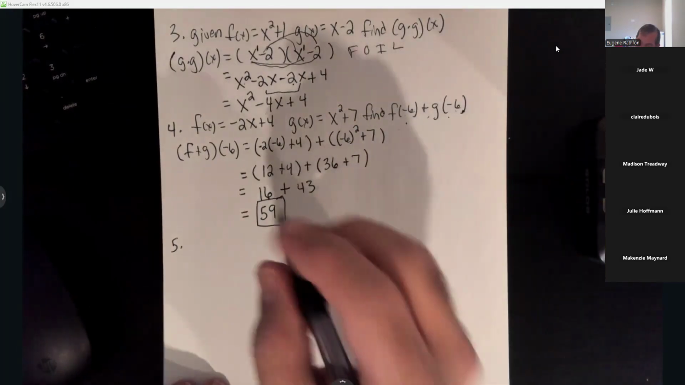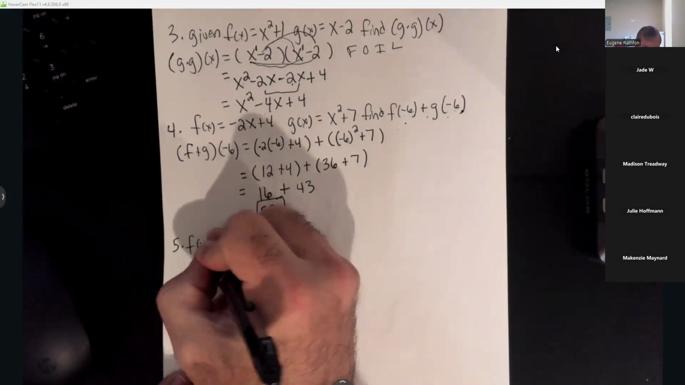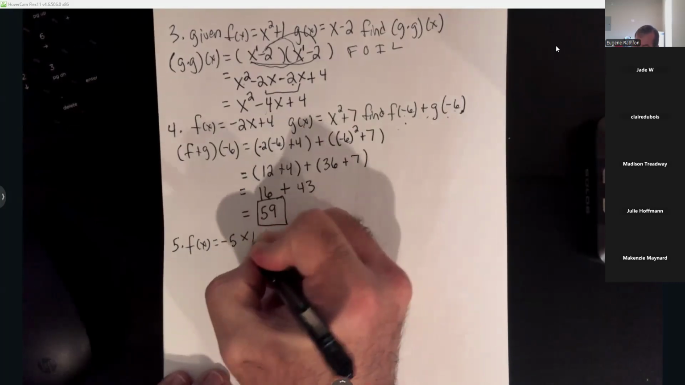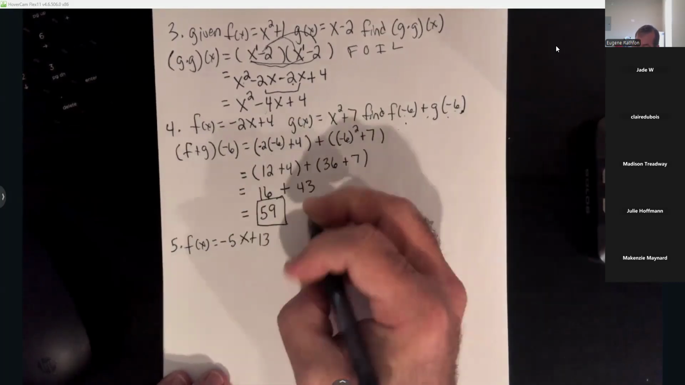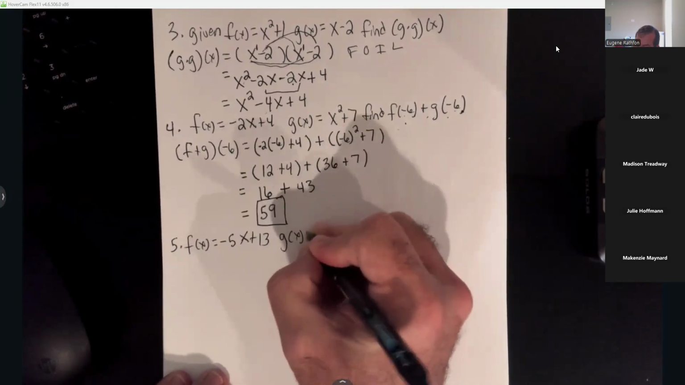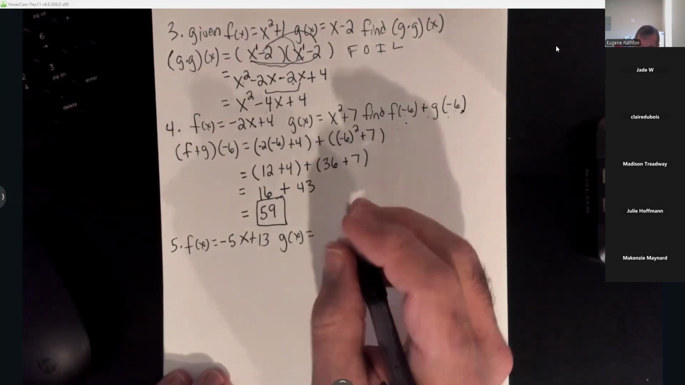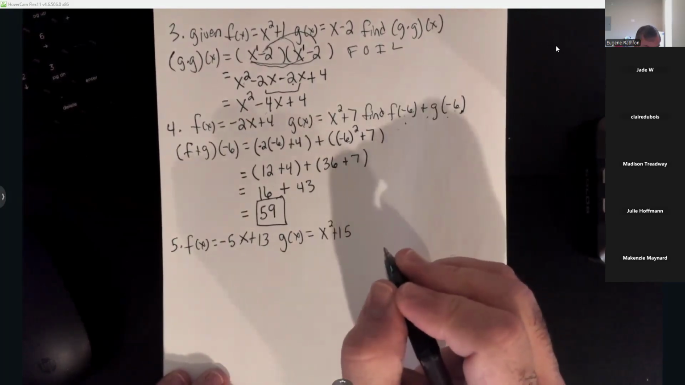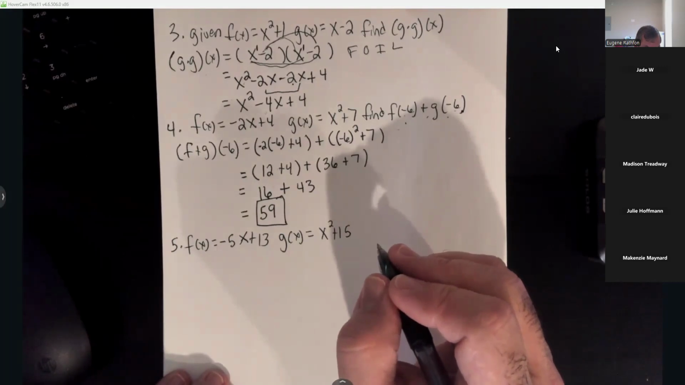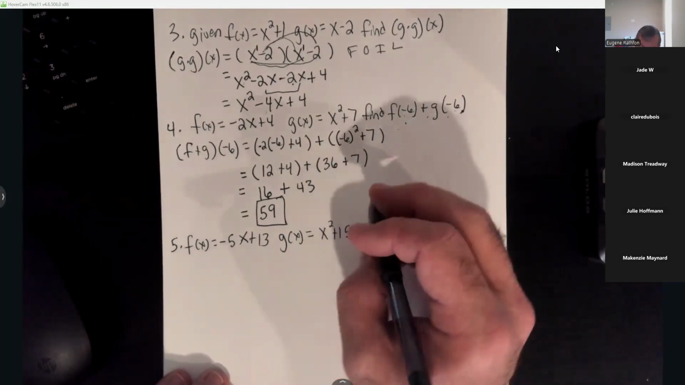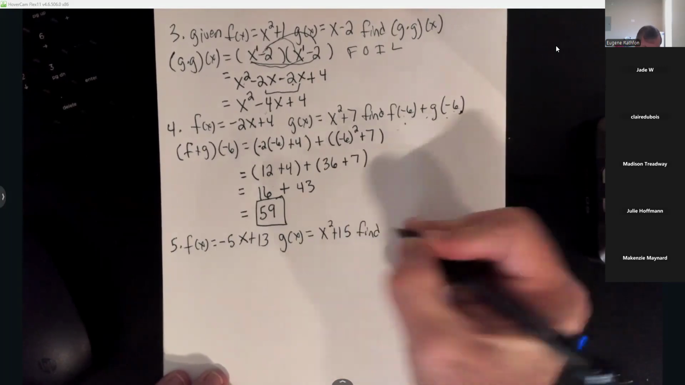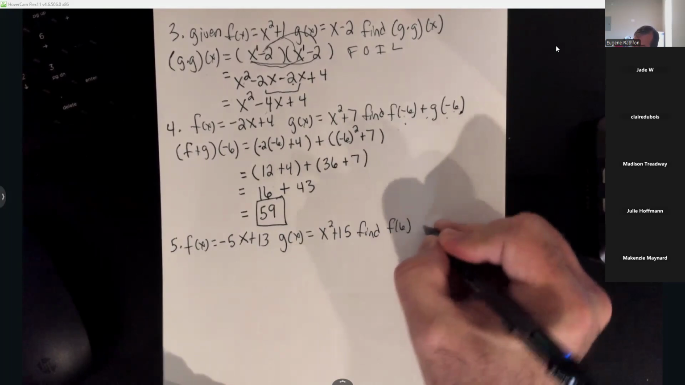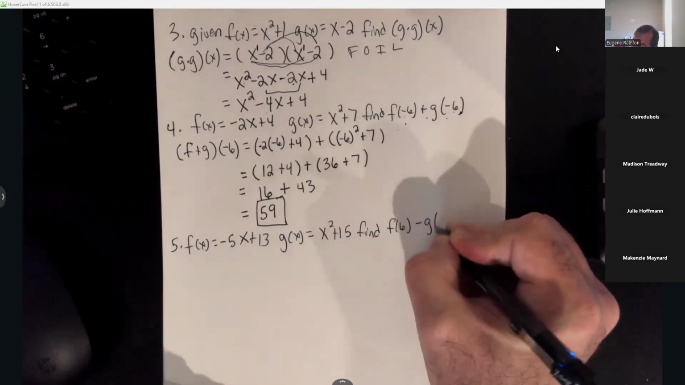All right, y'all. Number 5 will be the same thing. f of x equals negative 5x plus 13. g of x is going to equal x squared plus 15. All right, y'all, let me see what they want us to find. They want us to find f of 6 minus g of 6.